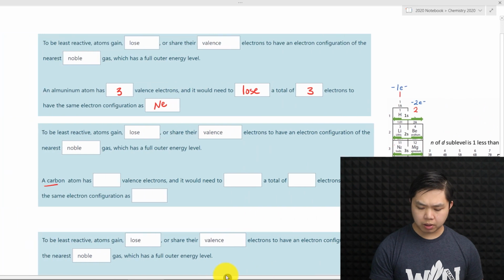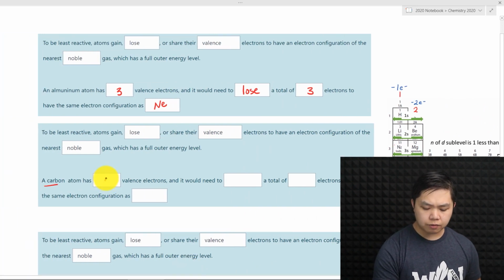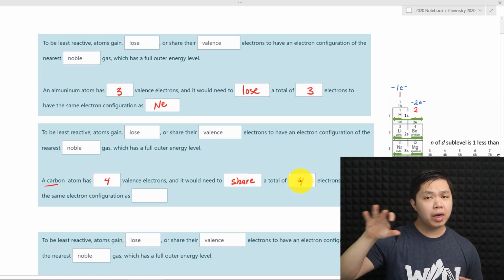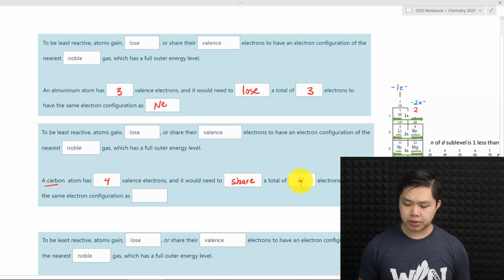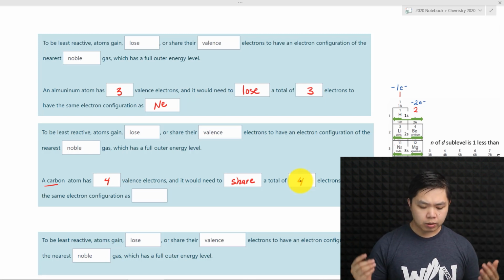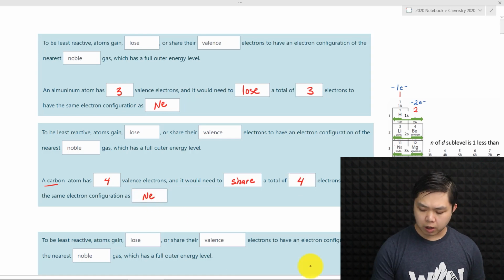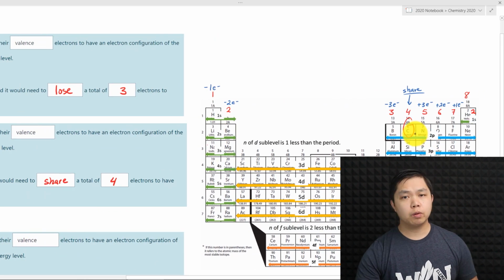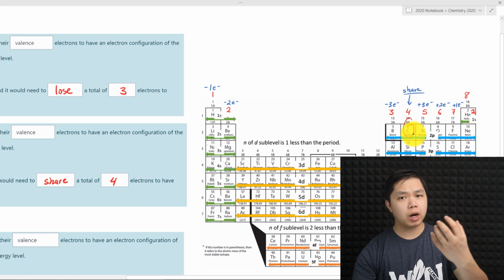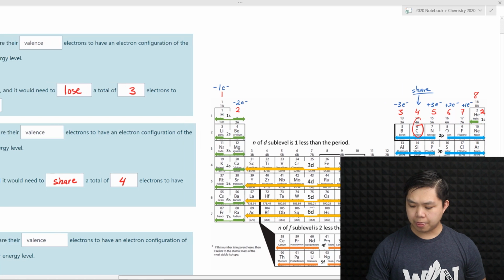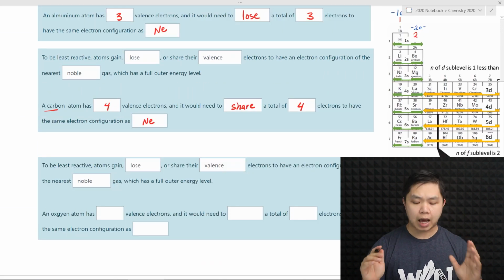So let's go back and plug it in. In this case, carbon has 4 valence electrons. It would need to share. It's not going to gain or lose electrons. It will share a total of 4 electrons with other atoms. It could share with multiple atoms as well. So in this case, to have the same electron configuration, it turns out to be neon as well, as you can see over here. When carbon shares 4 more electrons, it will have the same electron configuration as neon. And there you go. Now let's go down to the last problem.